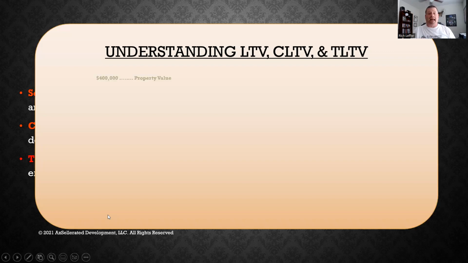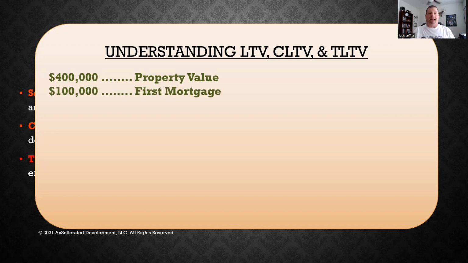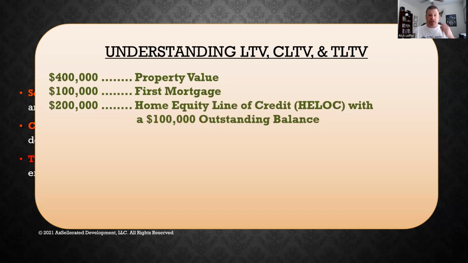So let's say that there is an individual who owns a home. It's worth $400,000, okay? And on this property, this individual has a $100,000 first mortgage loan in the first lien position. In the second lien position, she has a $200,000 home equity line of credit. Now, the home equity line of credit, although it's technically for $200,000, only has a currently outstanding balance of $100,000.